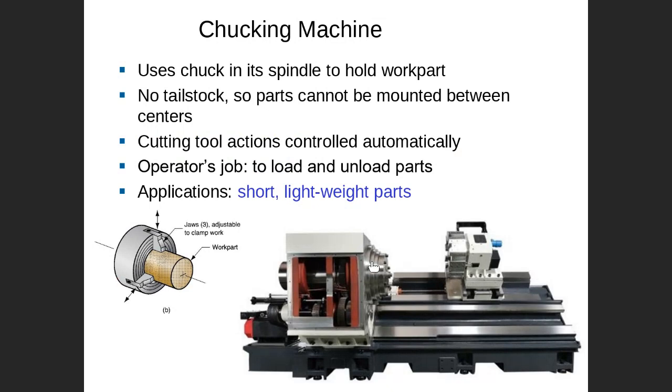Workpiece will be held by a chuck. Then this one is usually a short, lightweight part. Not long, because if you would like to have a long part, then tailstock is needed to support. But in this case, a lightweight and shorter workpiece could be used. And then here, use a chuck to hold, and no tailstock, and the part cannot be mounted between the two centers, and the cutting action is controlled automatically by the CNC head.